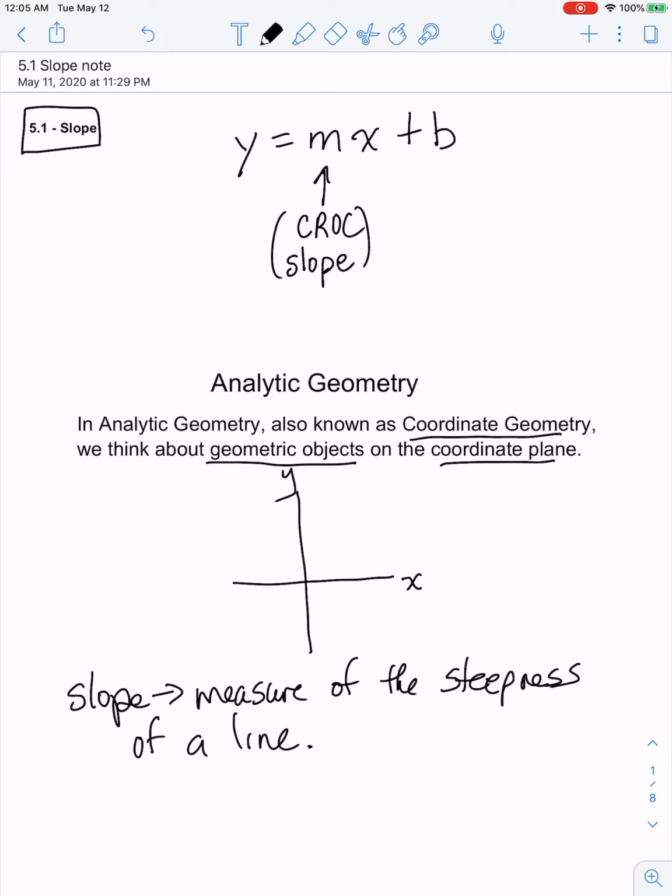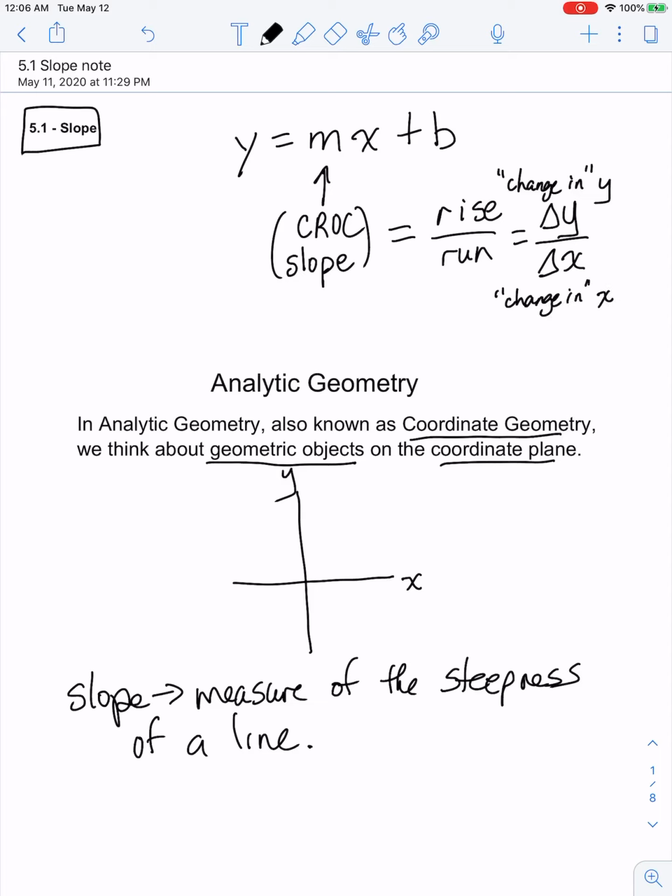All right, so if you remember, when we were doing CROC before, we calculated that as rise over run. Well, that hasn't changed at all. We also talked about it in terms of something called delta y over delta x. That triangle there, that's the Greek letter delta. And in math, we call that the change in. So the change in y divided by the change in x. How much did the y change as the x changed as well?